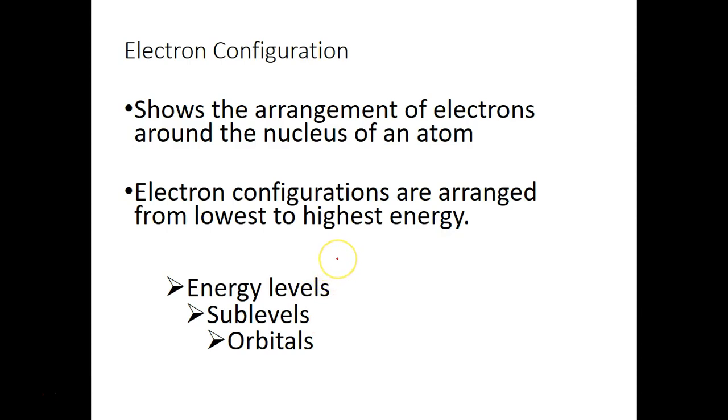So if an electron configuration tells you where the electrons are, an energy level would be like the state, the sublevel might be like the city within the state, then an orbital would be like your actual street address. So we're getting closer to the location of the electrons and where we can find them.